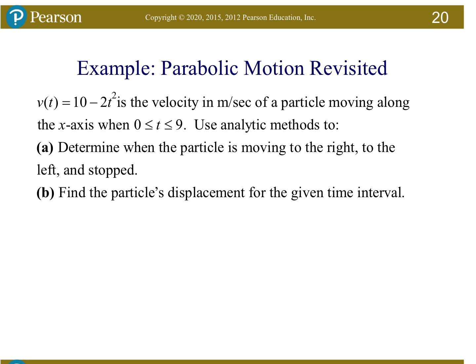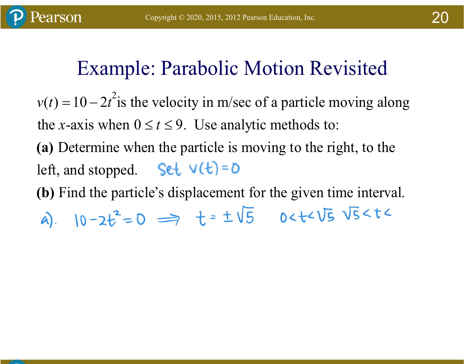All right, so instead we want to find out again when it's moving to the right, left, or stopped. So we're going to take our velocity and set it equal to 0 again. So part A, I'll take 10 minus 2t squared. Set that equal to 0. That gives me that t is plus or minus the square root of 5. Of course, I'm going to throw out the negative one because I'm only going for the values that are between 0 and 9. So I'll have 0 up until the value of root 5, and then root 5 up until 9. And we'll test again.